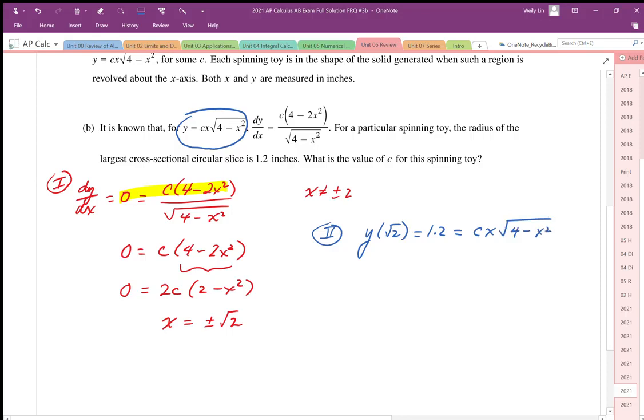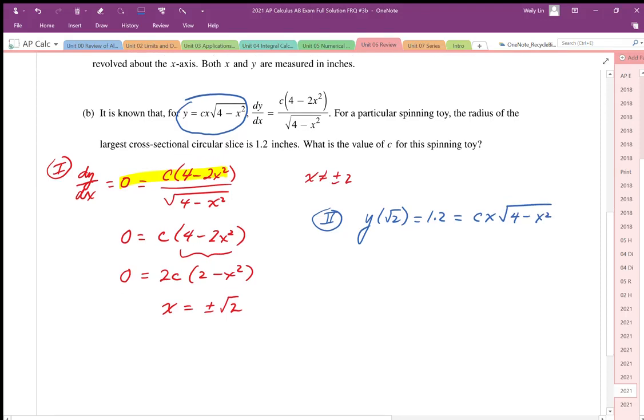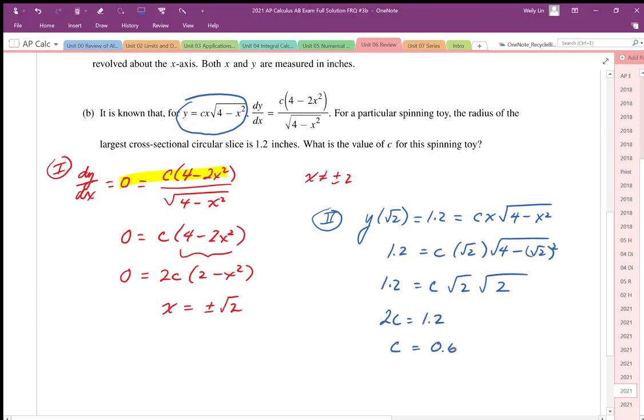So then I just need to plug the x value into this equation. So I end up with 1.2 is equal to c root 2 times the square root of 4 minus root 2 squared, which is going to be 2. So I get 1.2 is equal to c square root 2 times square root of 4 minus 2, which is 2. And so I get 2c is equal to 1.2. The c value then works out to be 0.6.